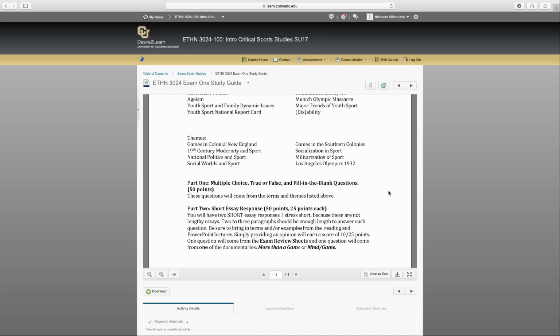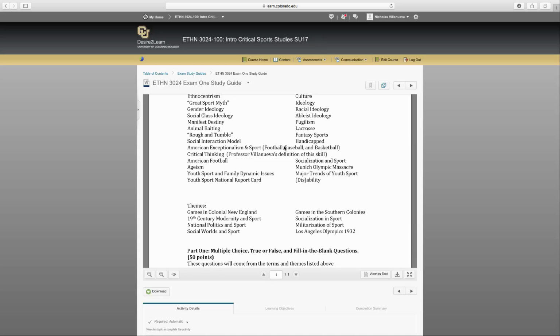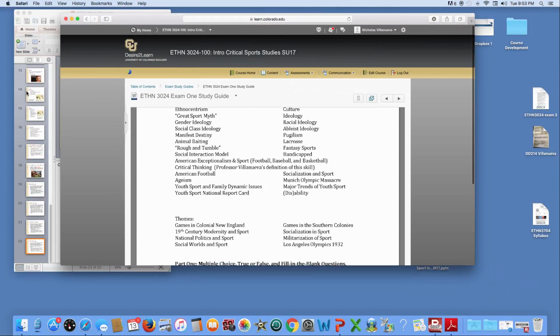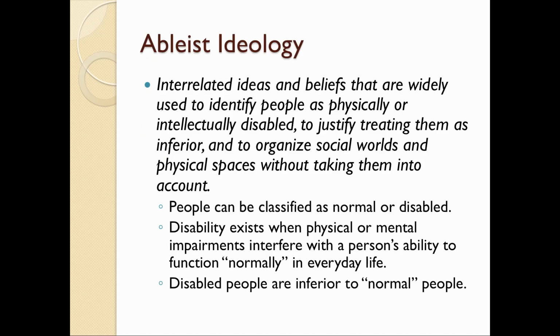For example, you may see ableist ideology on this study guide here. I should have this ready. I do. So you'd go back to this slide in the video and the PowerPoint presentation and know the definition here. But the question might say, list 3 examples of an ableist ideology that lead to the discrimination against people who are not able-bodied or who are not fully able-bodied.